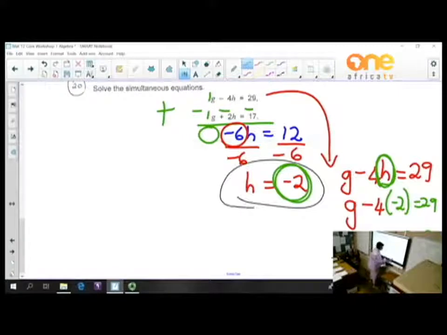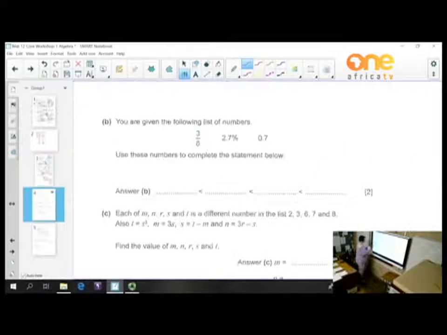This one and this one. Don't forget to find that second one as well there. Right, let's go to the next page.